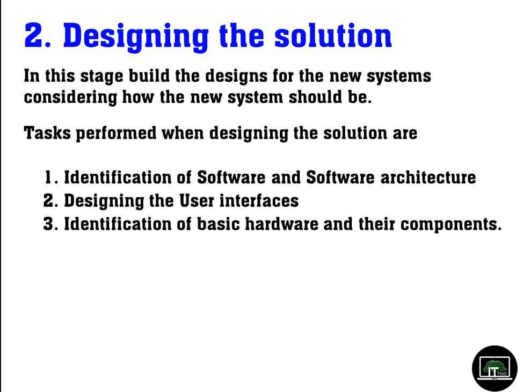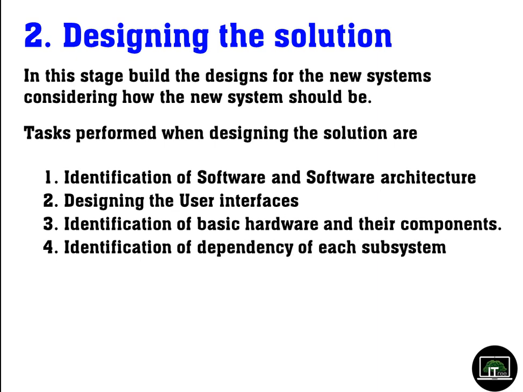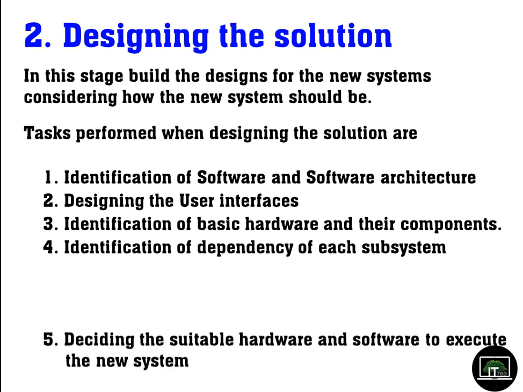Then we try to identify the basic hardware and their components. What hardware do we need? We want to identify those things. Then we try to identify the dependency of each subsystem. In the first video, we said that systems may be made with a few subsystems. So we want to see how these subsystems interact, whether they can work individually or how they depend on each other. This has to be studied here when we are making the solution for the problem.